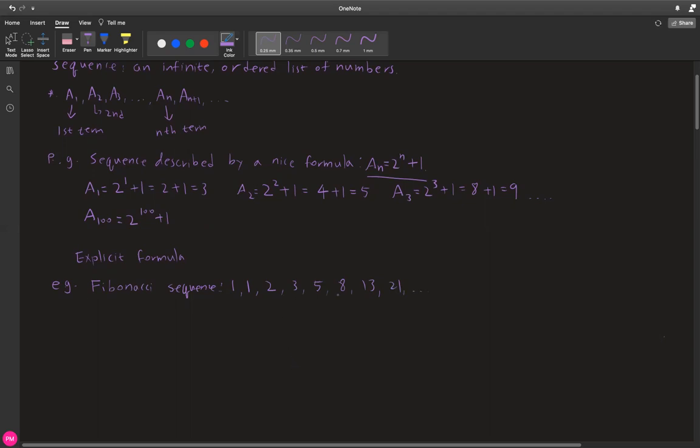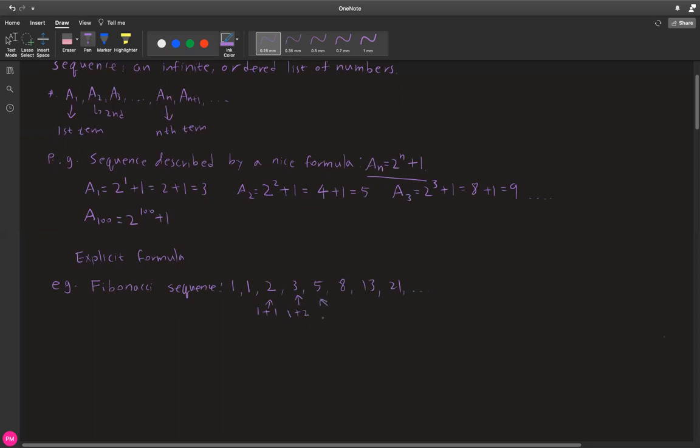How the numbers are determined is that, given the first two terms as 1 and 1, the third term of the sequence is determined by adding 1 plus 1, so adding the first two terms of the sequence. And the fourth term is actually given by 1 plus 2.